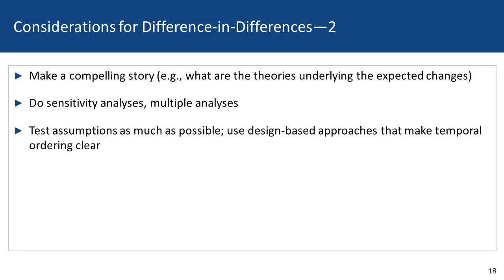Related to understanding the underlying mechanism, you want to have a compelling story for what you're expecting and why the assumptions hold and how this effect works. To help build this story, it's important to do sensitivity and other analyses, such as looking at subgroups, to see if and when effects are seen and if they are robust to changes in specifications. Finally, you want to test assumptions as much as possible to increase confidence and validity of causal claims.